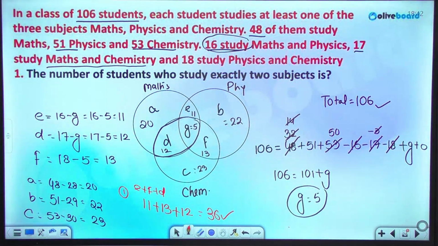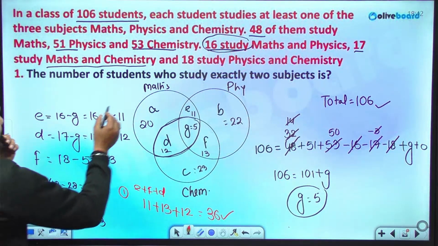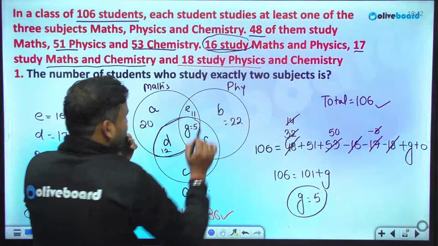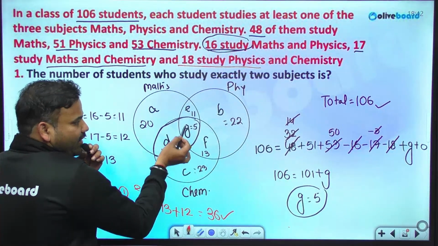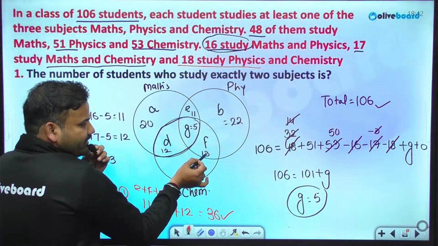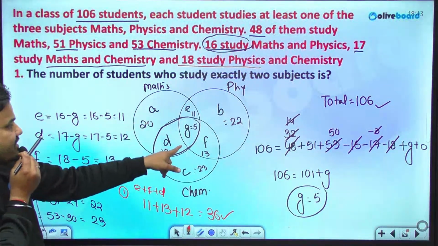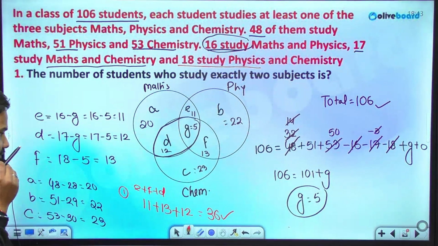13. Which 13? This 13, F. So entire, students who study physics and chemistry, physics and chemistry studying was 18. So this is physics and chemistry 18. Out of 18 we have 5 over here, so this will be 13. So 5 and 13 is 18. So this is 13. Is it clear?